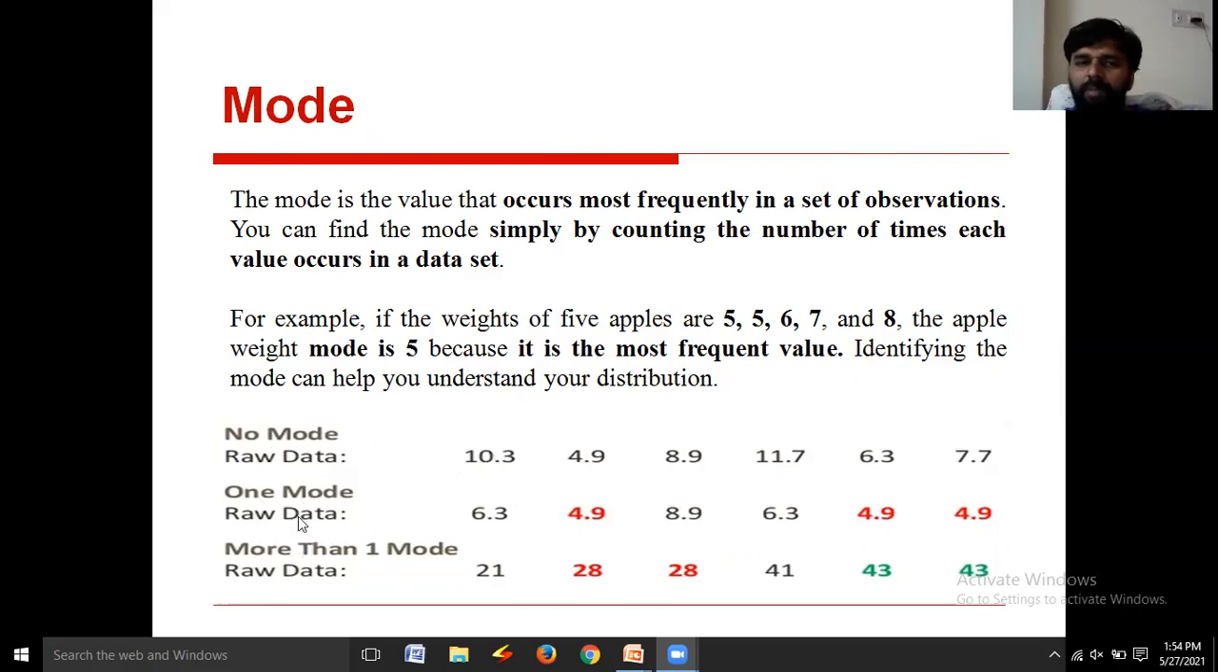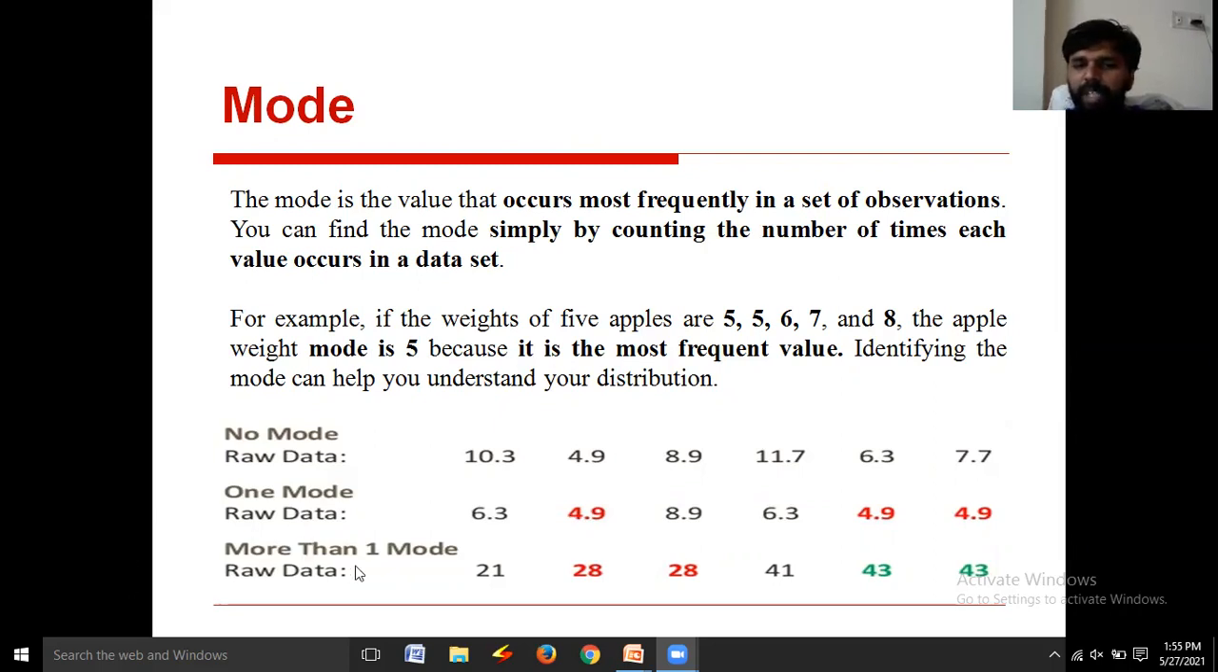Now coming to the one-mode data set, if you observe the second row, in the second row 4.9 appeared 3 times. See the red color locations. 4.9 appeared 3 times. 6.3 also appeared more than 1 time in this data set. How many times did 6.3 appear? 2 times. But here we are considering only one mode. Because of that reason, here 4.9 is the mode.